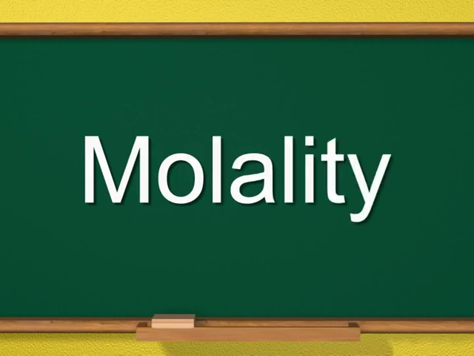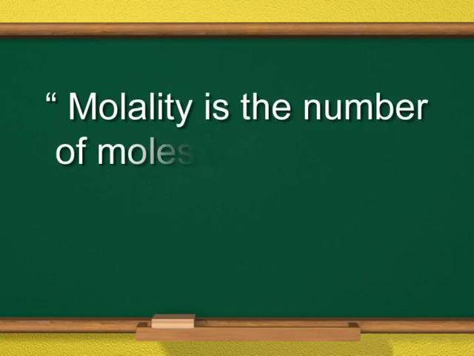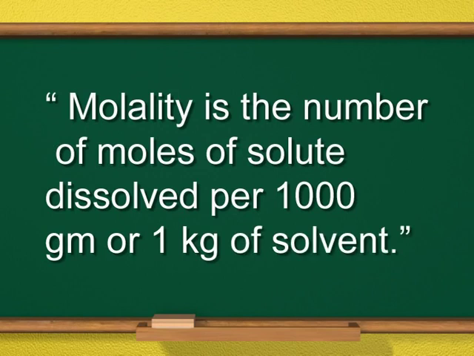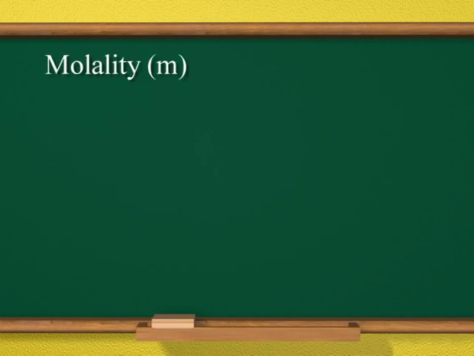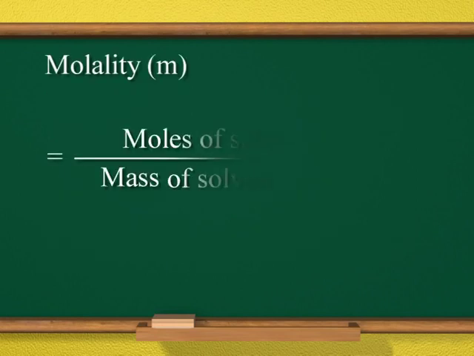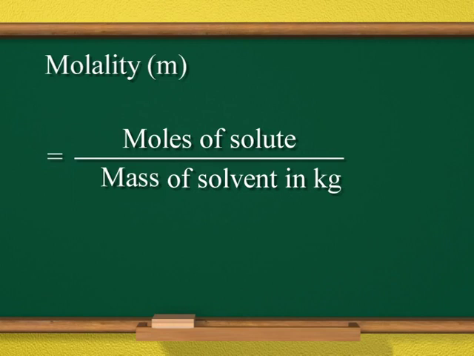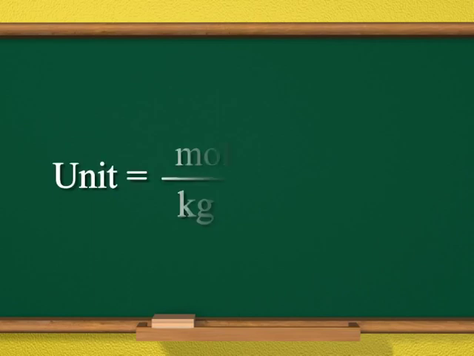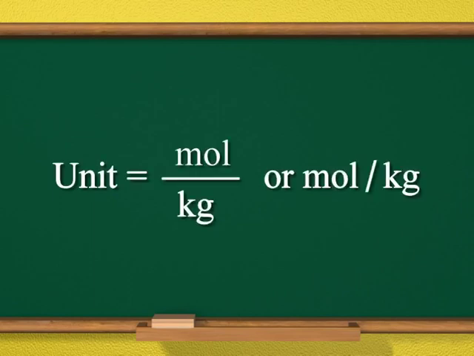Molality. What is molality? Let us try to define it. Molality is the number of moles of solute dissolved per 1000 grams or 1 kilogram of solvent. It is expressed as molality shown by the symbol m. Molality is equal to moles of solute divided by mass of solvent in kilogram, which is equal to moles of solute divided by mass of solvent in grams, which is multiplied by 1000. Its unit is mole per kilogram.